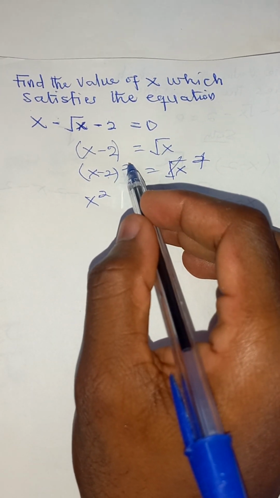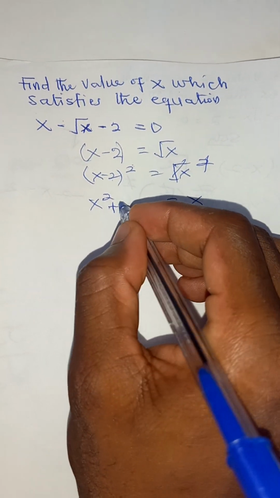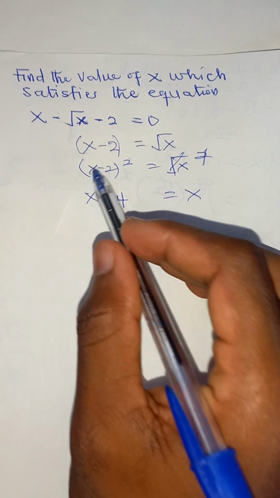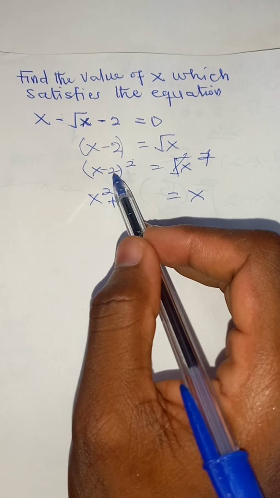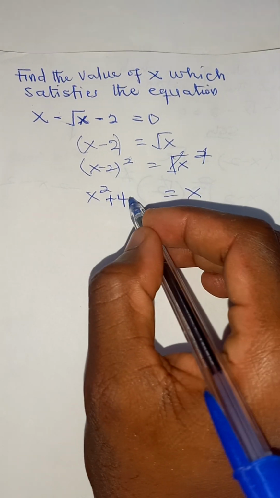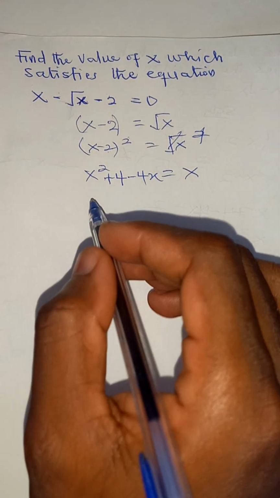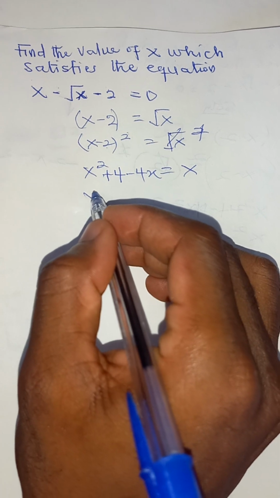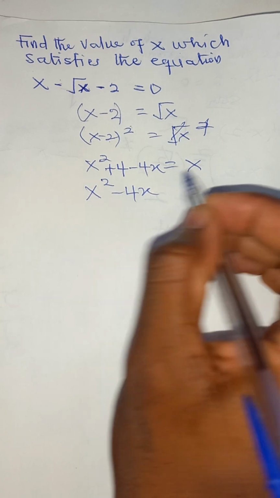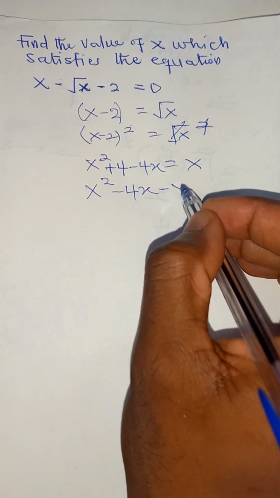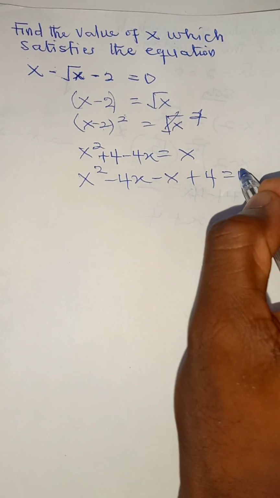negative 2 squared. Negative 2 squared will be negative 2 times negative 2, and that will give us positive 4. Then the last thing is this times this times this. So x times negative 2 is negative 2x, times 2, that will be negative 4x. Now, I'm bringing everything back to the left side to form a quadratic equation. So that will give me x squared minus 4x, this x is coming, so minus x, then plus this 4. And that will give me 0. I'll be left with nothing at the right side.